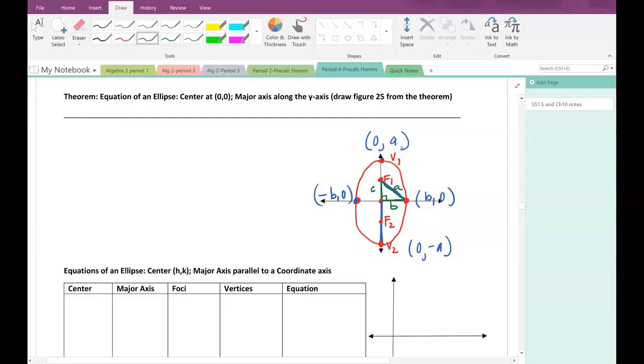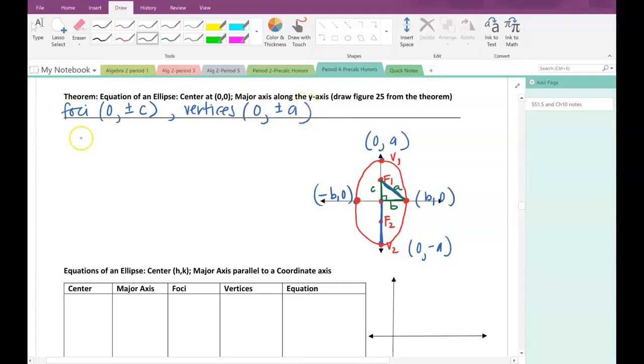Okay, let's fill out. You will have the foci going up, so that's going to be 0 plus or minus c. You have the vertices, 0 plus or minus a.